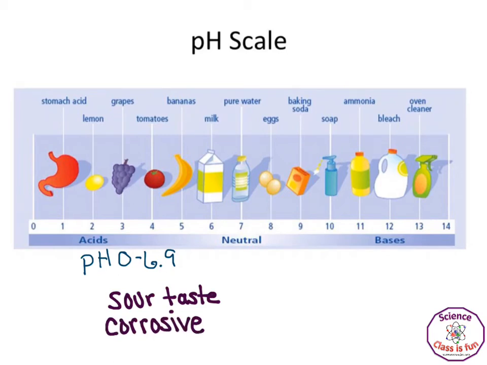Another property of acids is it's corrosive. The word corrosive means to eat away chemically. We'll talk more about corrosive later.